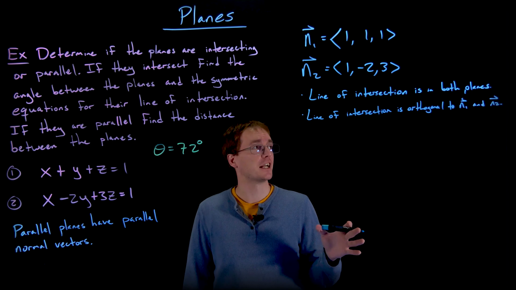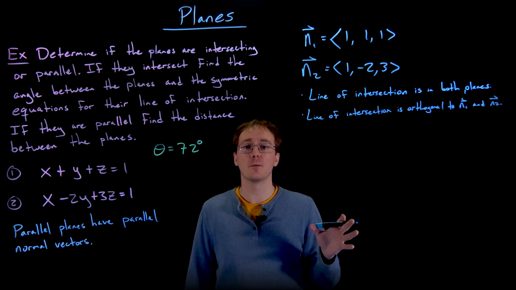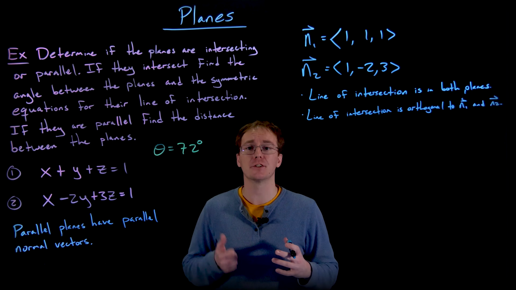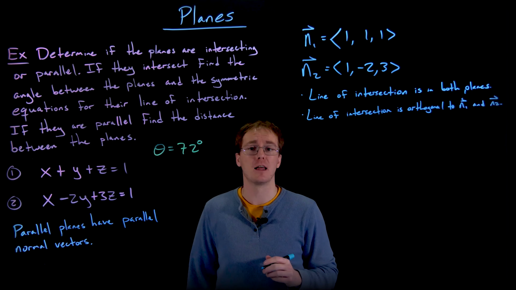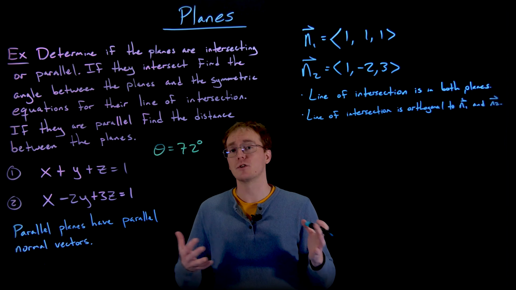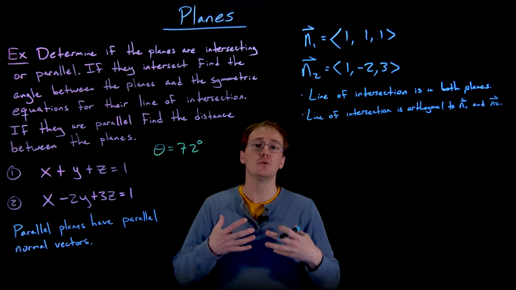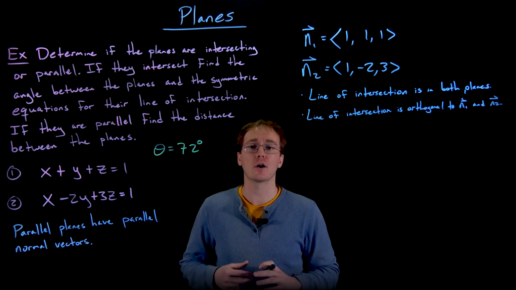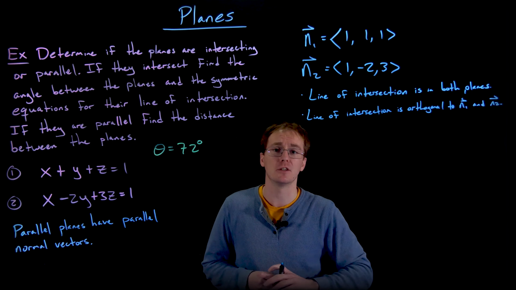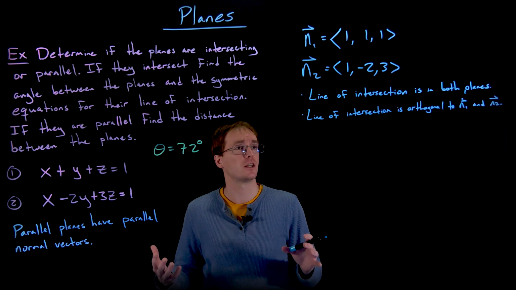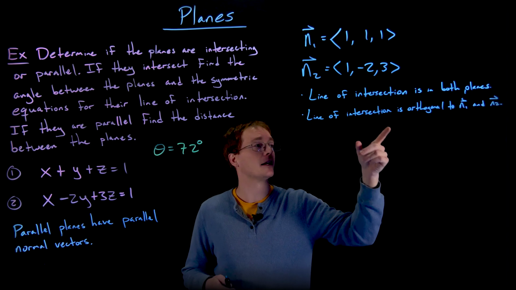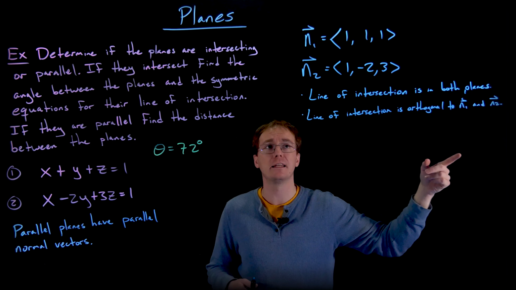Because the line of intersection is orthogonal to both of our normal vectors, we can use the cross product between our two normal vectors to find the direction of the line of intersection. Because what does the cross product do? It takes two three-dimensional vectors in, and then it finds a vector that is orthogonal to both of the input vectors. We're essentially just reversing that process here. We know the line of intersection has to have a direction that is orthogonal to both n1 and n2.